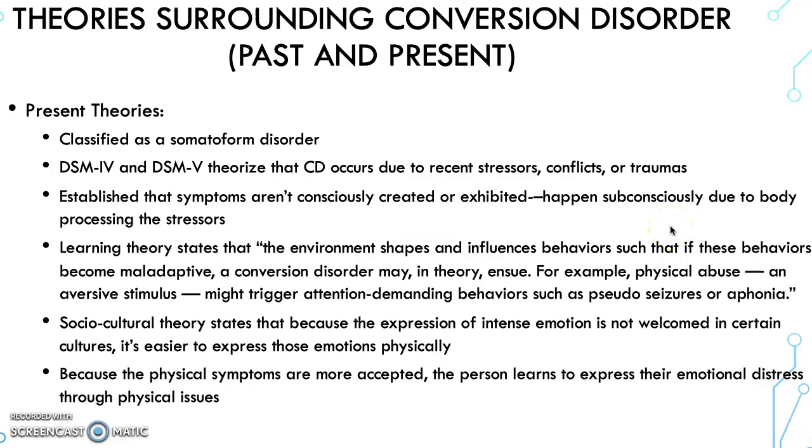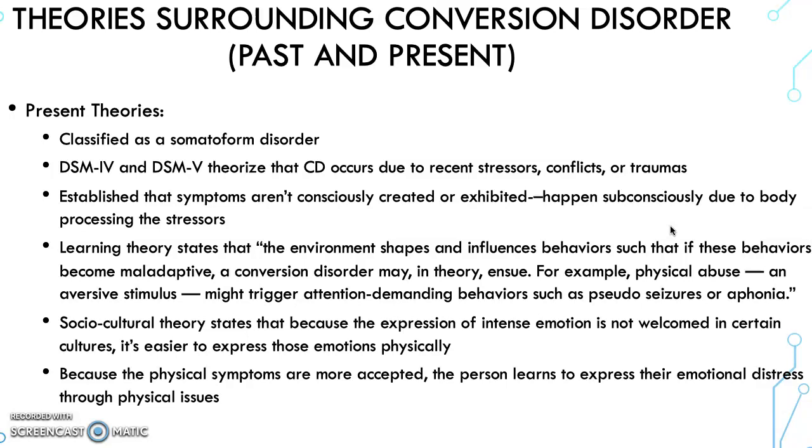And for the present theories, it's classified as a somatoform disorder, and somatoform disorders are a set of psychological conditions where a person experiences bodily symptoms that cannot be accounted for by a medical or neurological diagnosis. Symptoms can range in severity from mild and infrequent to chronic and severe, and are out of an individual's conscious control. And both the DSM-4 and the DSM-5 theorize that conversion disorder occurs due to recent stressors, conflicts, or traumas. And it's been established that symptoms aren't consciously created or exhibited, that they happen subconsciously due to the body processing the stressors. And learning theory states that the environment shapes and influences behaviors such that if these behaviors become maladaptive, a conversion disorder may ensue. And for example, if someone experiences physical abuse, which is an aversive stimulus, this abuse might trigger attention-demanding behaviors such as pseudo-seizures or aphonia.